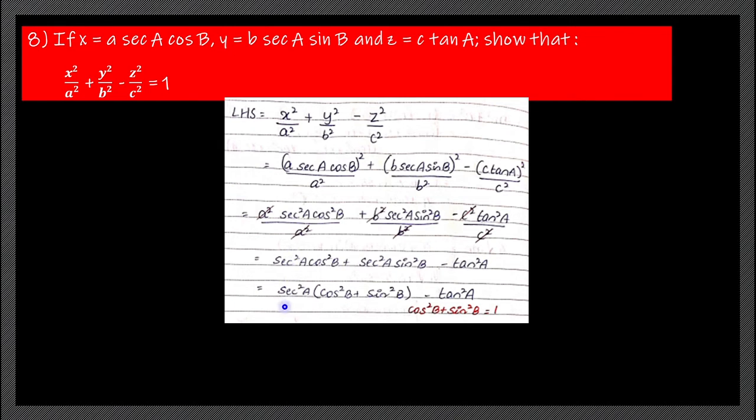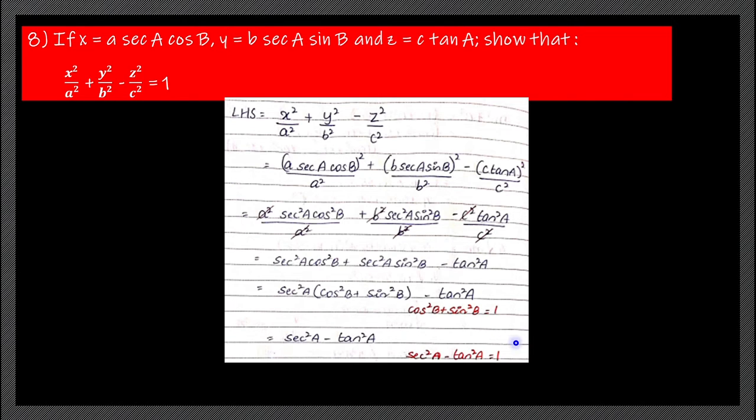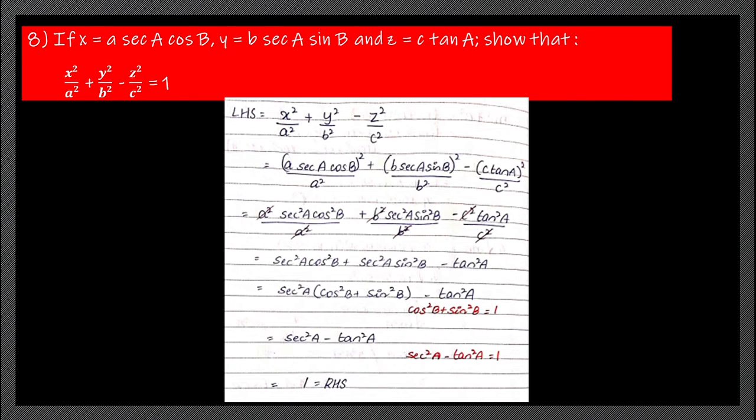But secant square a can be taken as common, and then you can group cos square b and sine square b minus tan square a. So cos square b plus sine square b is nothing but 1, and then secant square a minus tan square a is also equal to 1. So henceforth we will be getting 1 in our LHS, which is equal to our RHS.